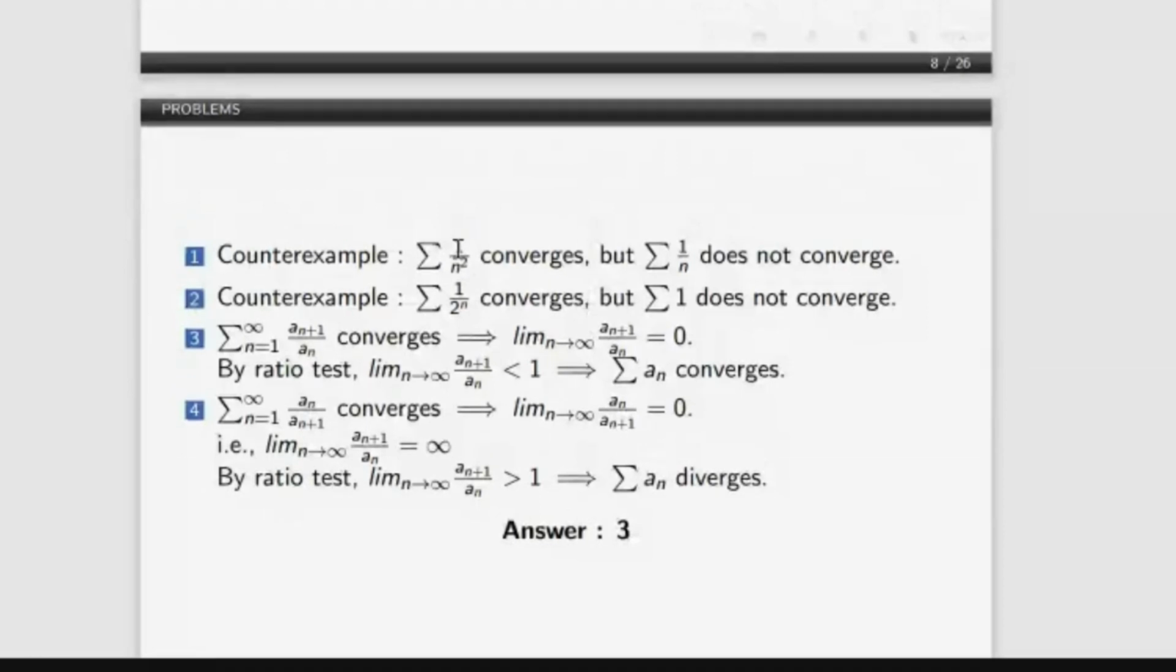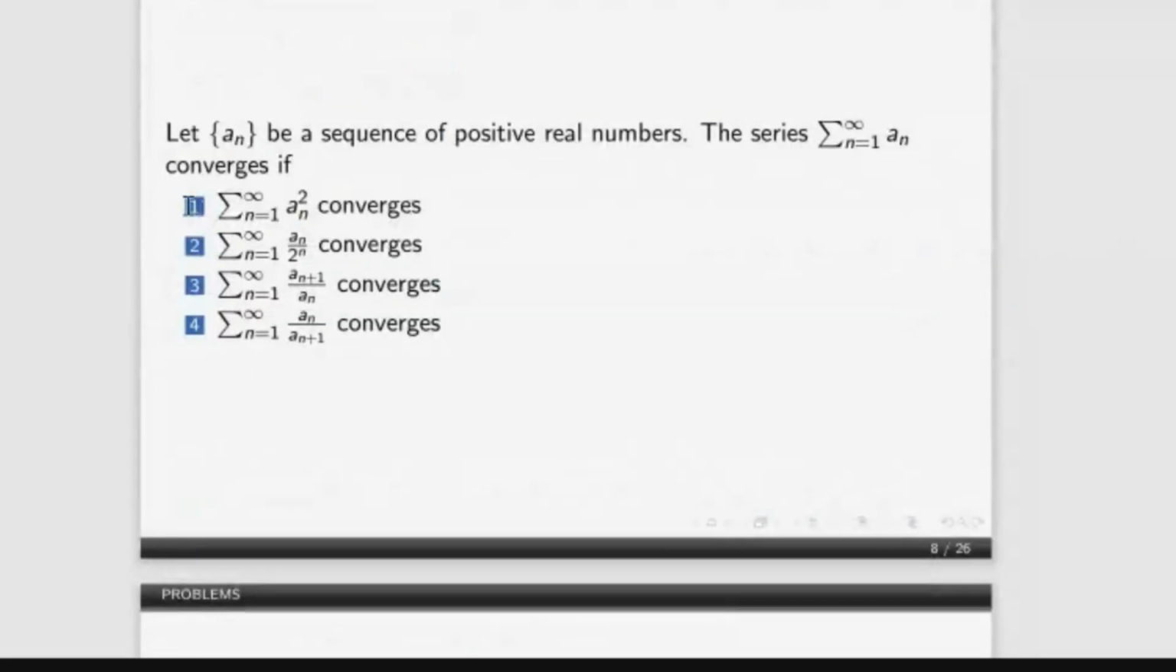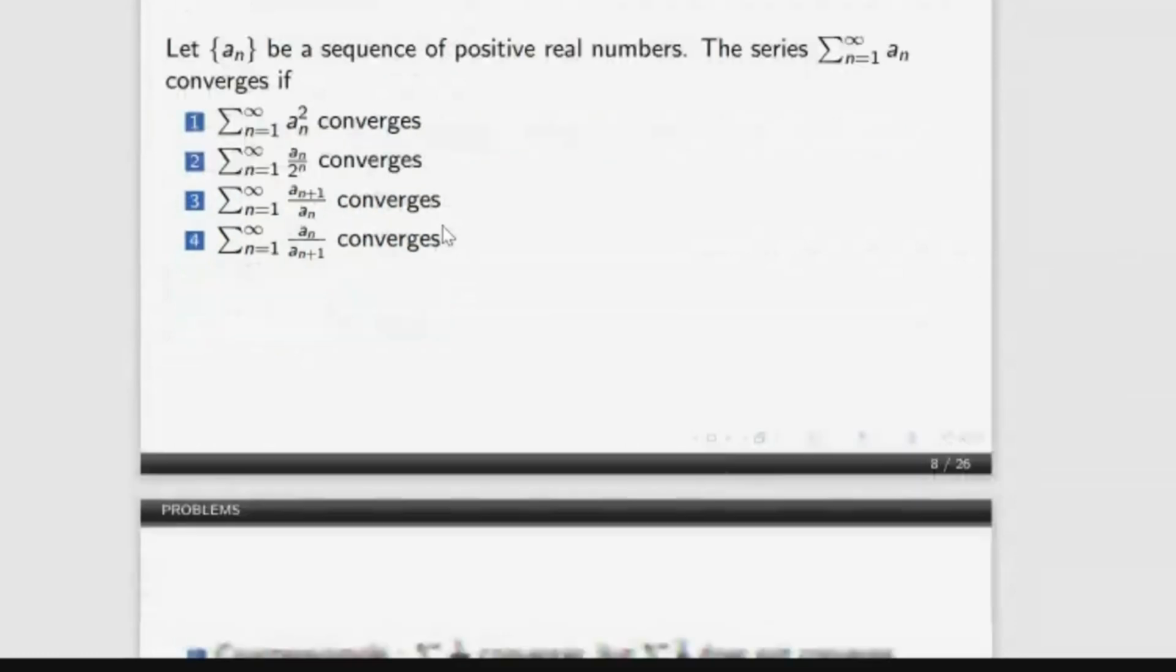First one, we are taking a counterexample as series 1 by n square. Using the idea of p series, this is convergent. But at the same time, series 1 by n is not convergent, right? So that is the first counterexample for option 1. So option 1 is wrong.